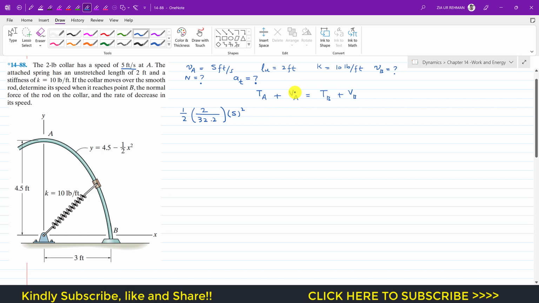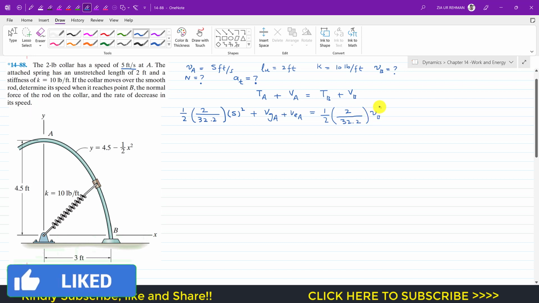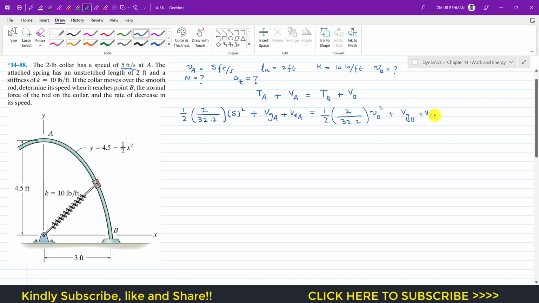And we have two kinds of potential energy. One is the gravitational potential energy and the other one is the elastic potential energy, since we have the spring. So at A we will have the gravitational potential energy at A plus the elastic potential energy at A, and similarly at B, we need to find the velocity at B, so that will be 1 divided by 2 times mass. Mass is again 2 divided by g, 32.2, into VB square, plus the gravitational potential energy at B plus the elastic potential energy at B.